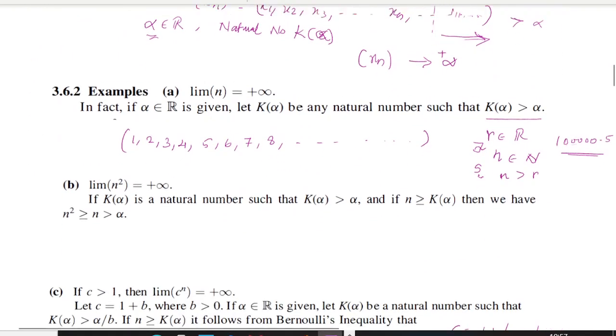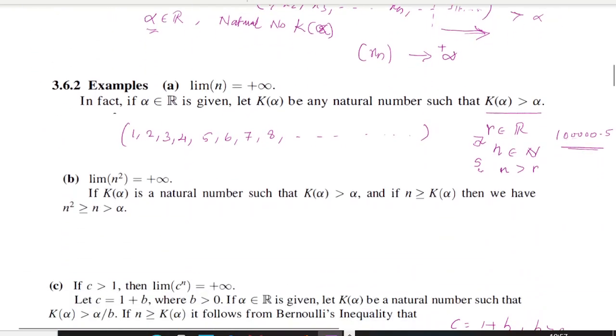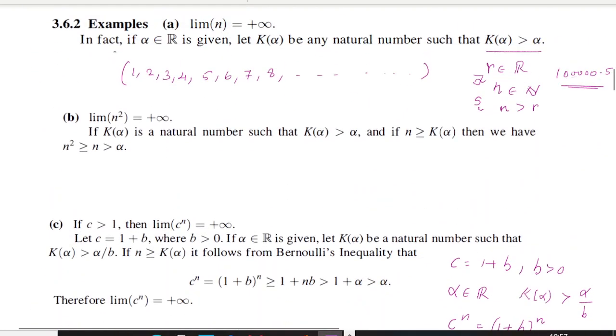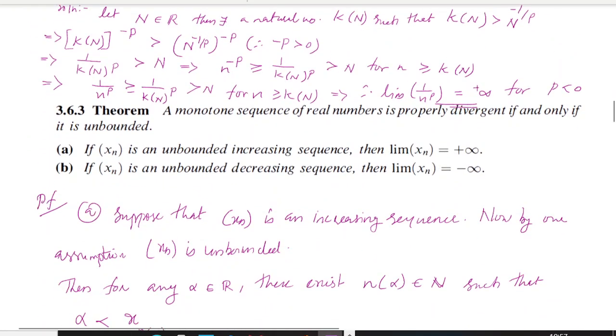And what has to be noted here is that when you are saying minus infinity and plus infinity, this infinity just denotes a symbol, or it just stands for a symbol's sake. It's not a number. Okay, so it should be noted here that the infinity, when I am saying it, is just a symbol. And in the last class we have seen the theorem: a monotone sequence of real numbers is properly divergent if and only if it is unbounded.